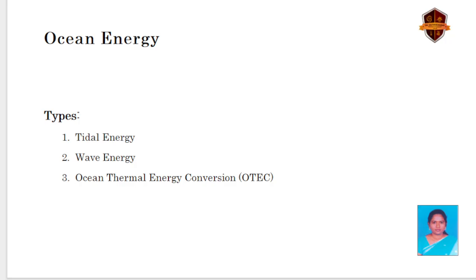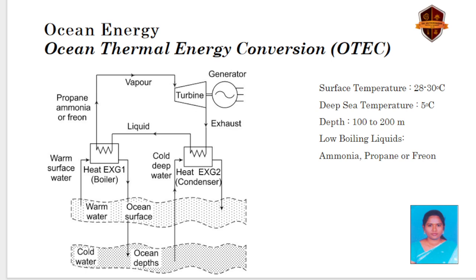Ocean energy can be classified into tidal energy, wave energy, and ocean thermal energy conversion, also known as OTEC. Ocean energy is a vast and largely untapped resource. Each type of ocean energy harnesses a different physical phenomenon of the ocean. This is the outline diagram.